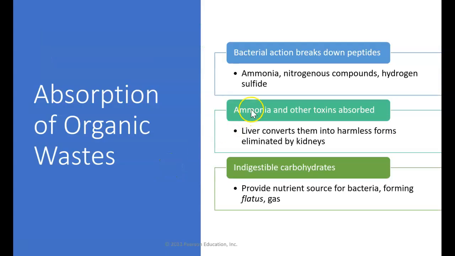Some of the organic waste is absorbed. First of all, bacterial action will break down peptides, those remaining parts of proteins. It will turn them into ammonia, nitrogenous compounds, and hydrogen sulfide, which again we're going to end up getting rid of. Ammonia and other toxins are absorbed, and the liver will convert them into harmless forms that our kidneys will eliminate, usually through urine. So urea would be an example of this. And then indigestible carbohydrates are going to provide nutrient sources for bacteria, which will then be what causes gas to occur and then be released.